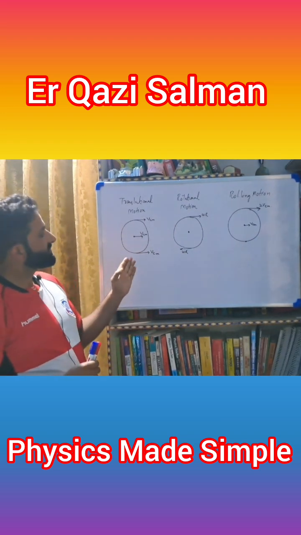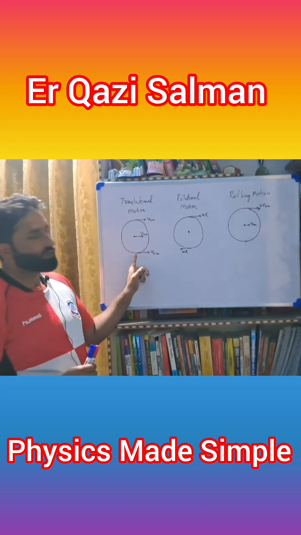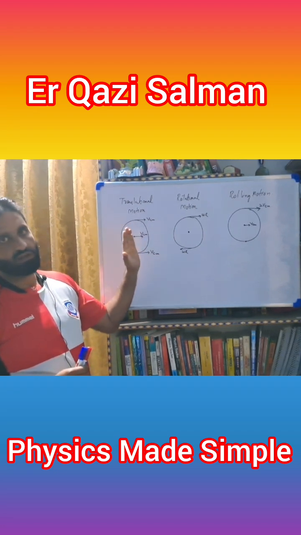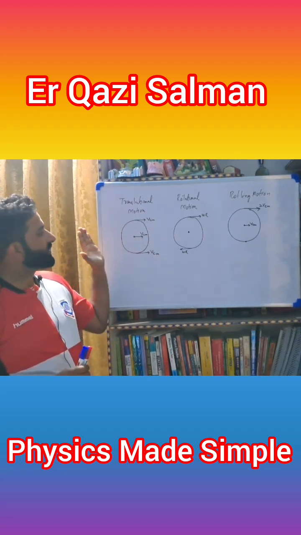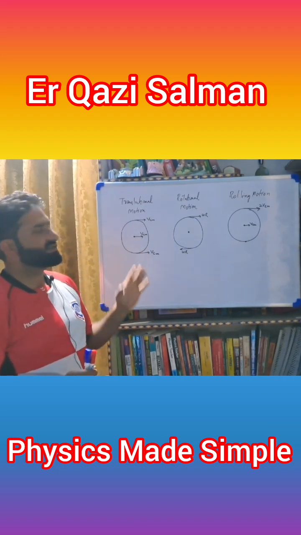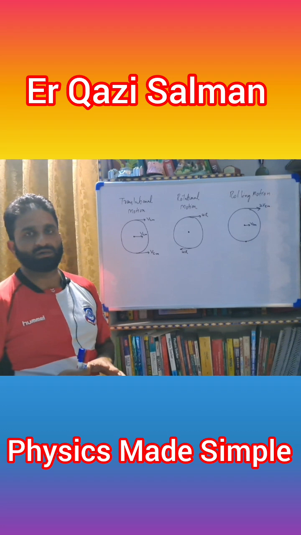In the translational motion, we can see that the lower point of the wheel, the center of mass, and the upper point, all the points are moving in the forward direction with the same velocity, that is VCM, the velocity of the center of mass.